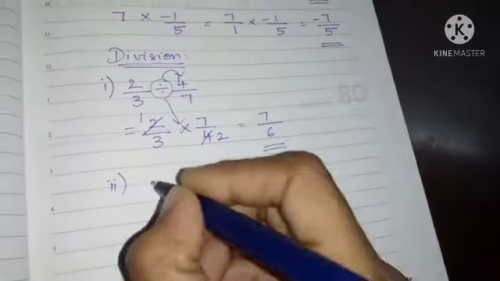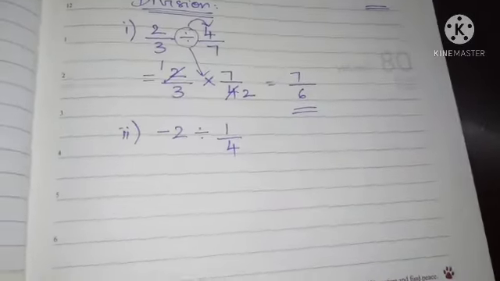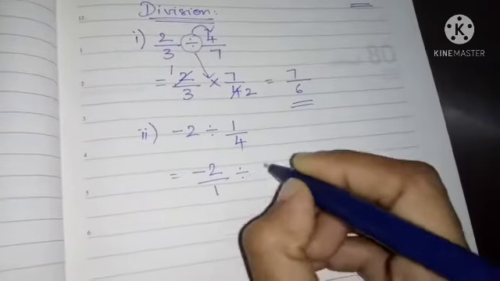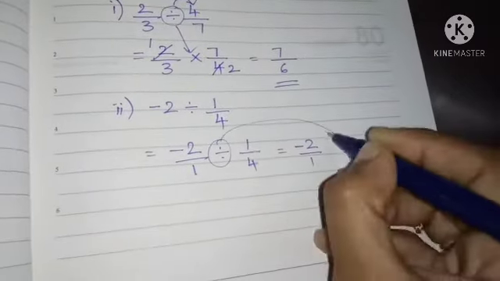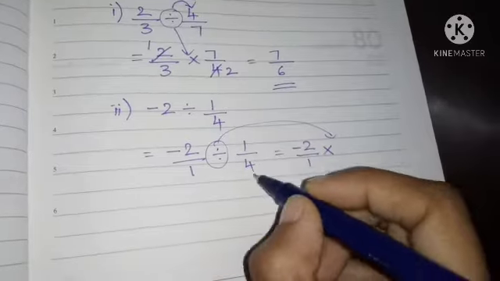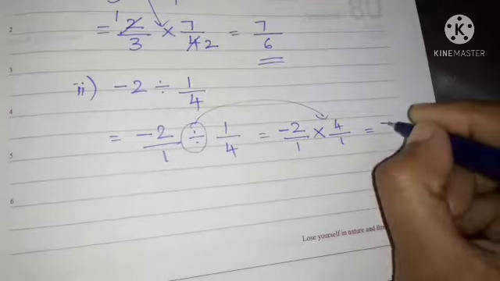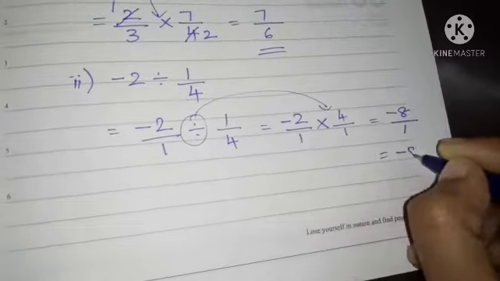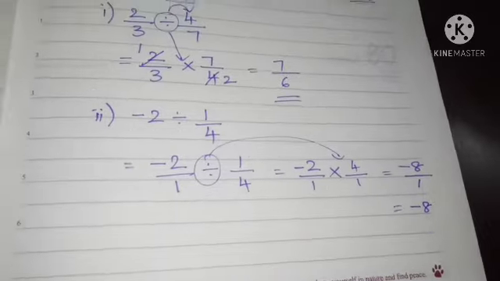Next, one more thing I will give you. Second problem: minus 2 divided by 1 by 4. I will write minus 2 as minus 2 by 1 divided by 1 by 4. Correct? Now minus 2 by 1, division has become multiplication. After this, 1 by 4 has become 4 by 1. Now minus 2 into 4, minus 8, divided by 1 into 1, 1. So minus 8 by 1 is minus 8. This is how you will divide rational numbers.